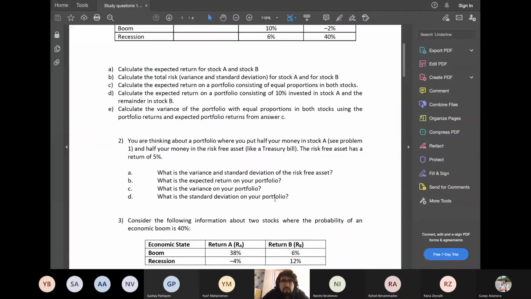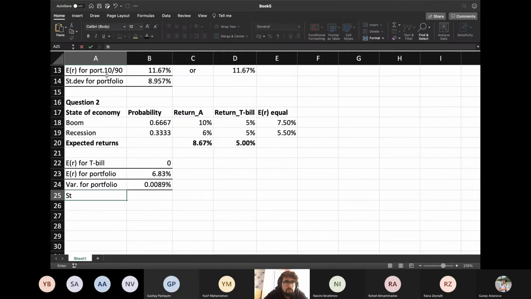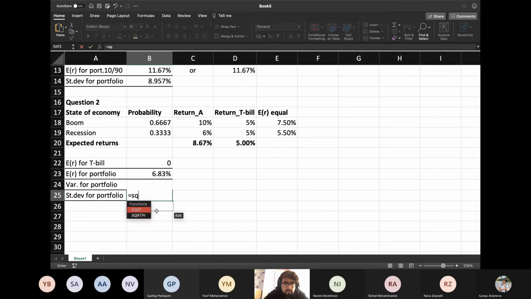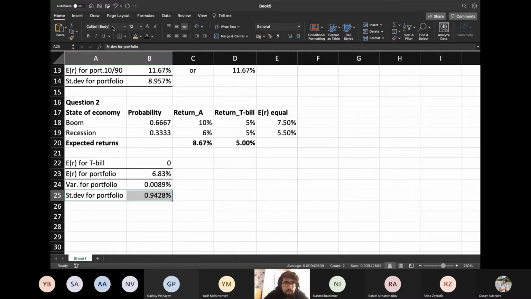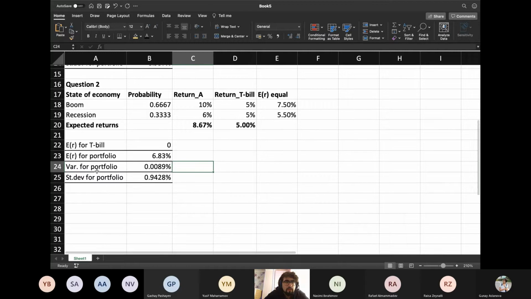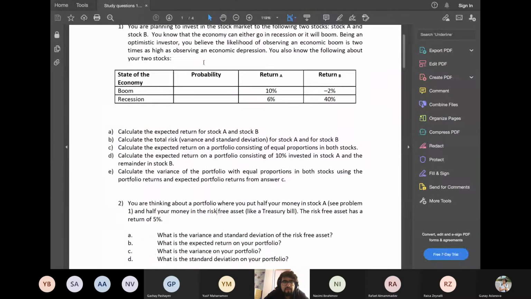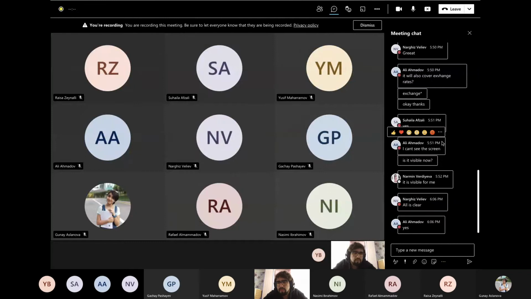Then what is the standard deviation of the portfolio? Standard deviation is just the square root of that. Square root of variance. So that's question 2, the same as question 1. Do you have any question? Anything unclear?